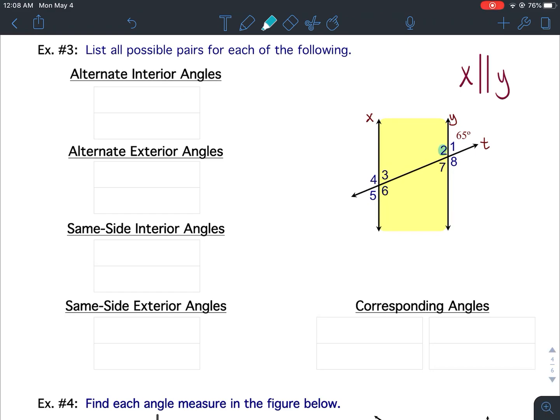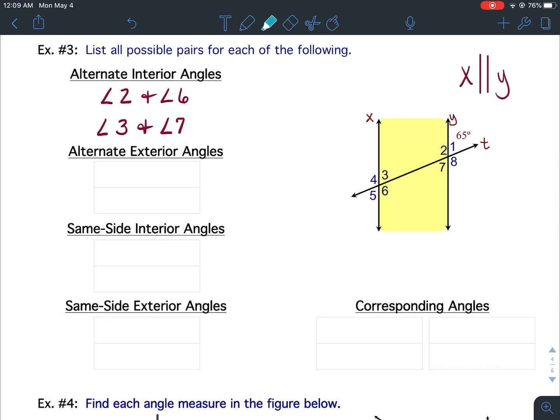What is on the other side of the transversal as angle 2, but not adjacent to it? Well, since angle 7 is adjacent, that means the only possible answer is 6. So 2 and 6 are alternate interior angles. Well, 3 and 7 then. See how 3 and 7 are on different sides of the transversal? They're in the interior, they're not adjacent, so 3 and 7 are alternate interior angles. Pause your video, get all of that written down.